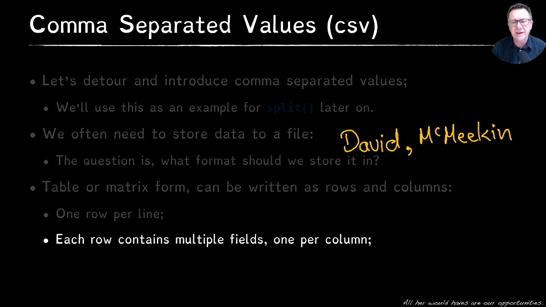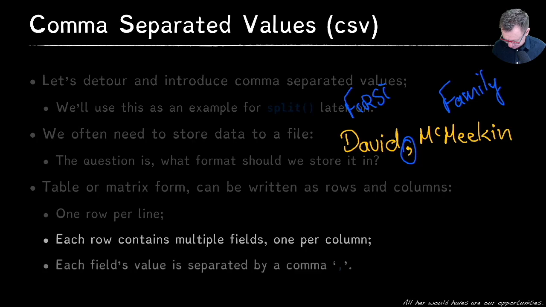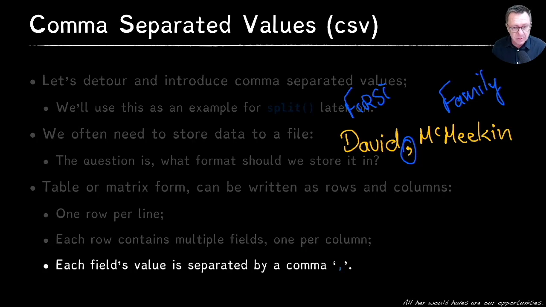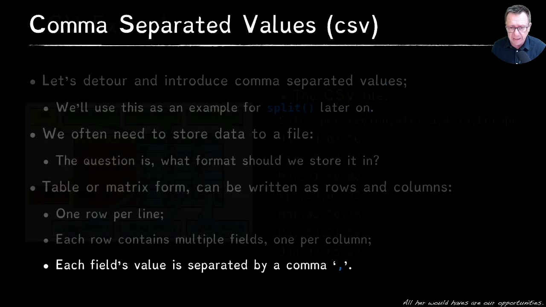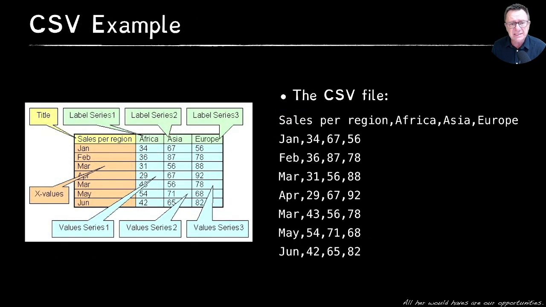So what we have now is a comma separated value file where we separate, and that might be first name, and this is family name. A really good way to go about doing things. So that's what I'm saying. Each field, the value is separated by a comma. So let's take a look at this example here.